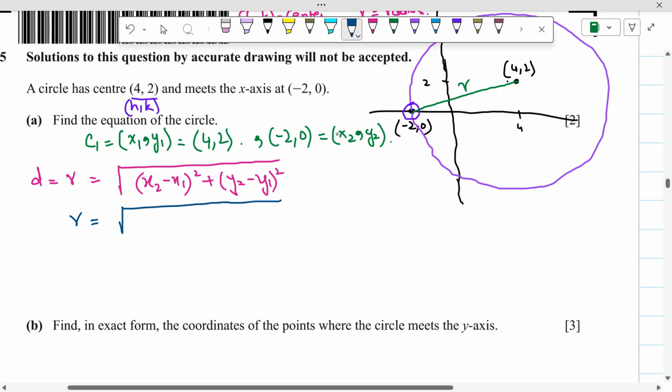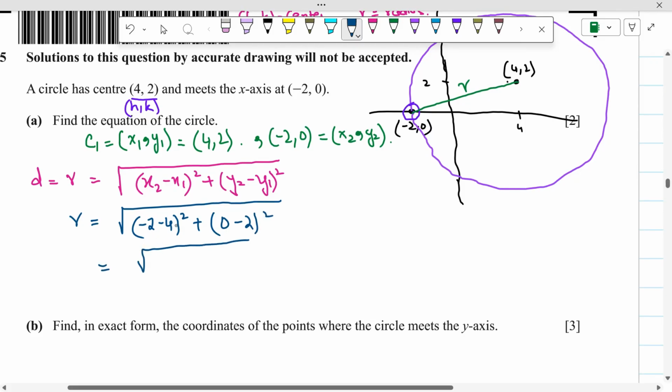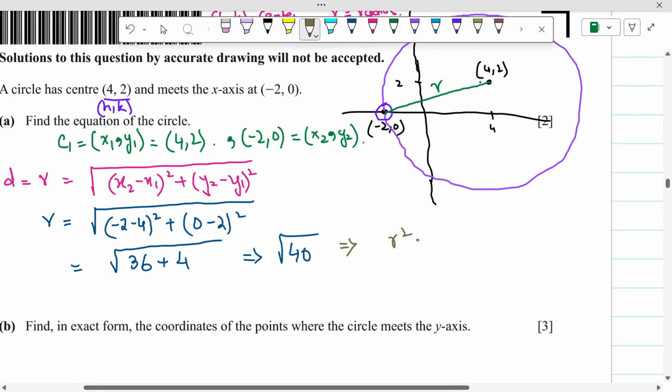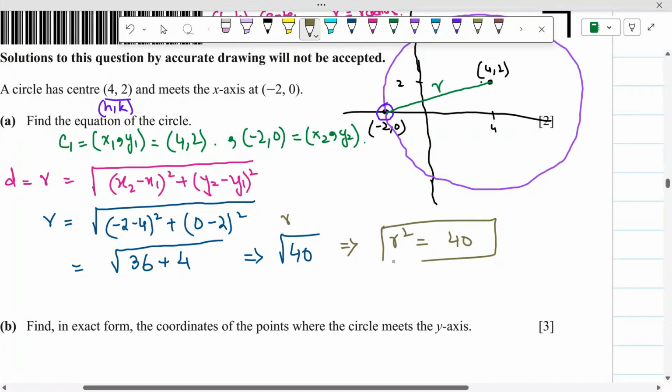So x2 minus x1 means negative 2 minus 4, whole square, plus y2 which is 0 minus y1 which is 2, so 0 minus 2 whole square. Solving, this one is negative 6 square which is 36, and negative 2 square which is 4. So this is equal to the square root of 40. R square is equal to 40, because when we take the square of the square root of 40 we get R square.